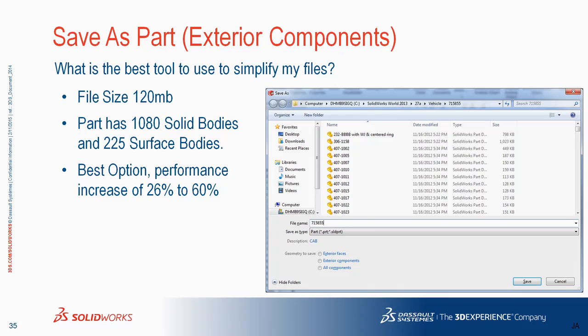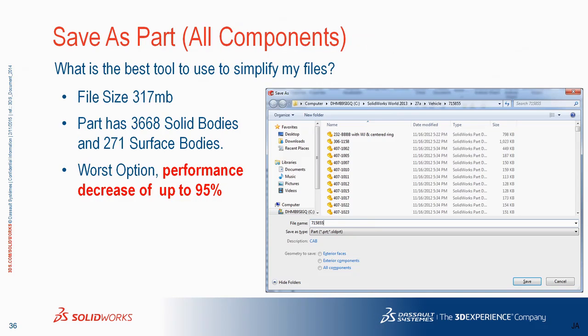So let's see. Next one that we had here, saving out as exterior components. What we ended up with for this one here, this was our best option. It had a performance increase of anywhere from 26 to 60%. The last one that we had here was saving out all components. Everybody thinks that when you do save as part, you do all components, everything's going to be faster for you at that point in time. No, a lot larger file size. Overall, it was a performance decrease of up to 95%.